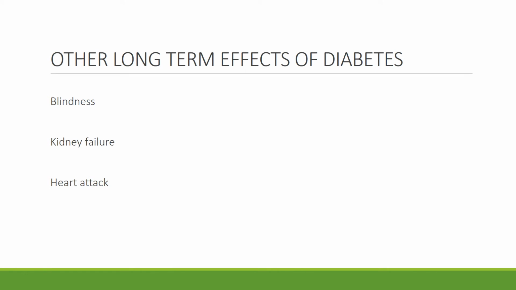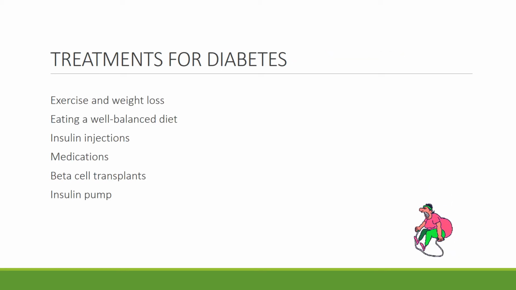Other long-term effects of diabetes are blindness, kidney failure, and heart attack, and all of these are due to compromised circulation. Here is a list of some of the treatments for diabetes. It's important that the diabetic exercise and lose weight if necessary, and eat a well-balanced diet. Some will require insulin injections, some will require medications. Beta cell transplants are an option, and the insulin pump is another treatment.